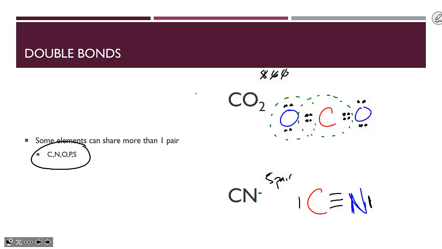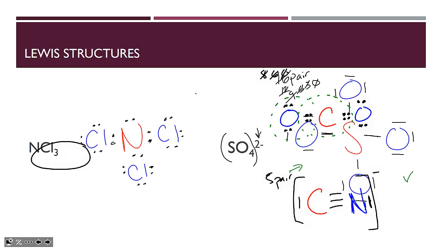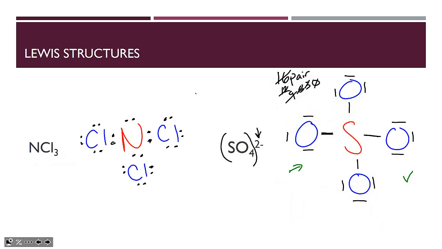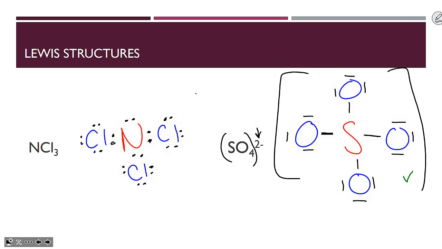One thing we haven't talked about yet is the fact that this is an ion. When you have ions, you put them in brackets with the charge in the upper right-hand corner so that you know that there are extra electrons present. So on our previous example of sulfate, the best answer would have been to put this in brackets and write a -2 to denote that this is an ion.